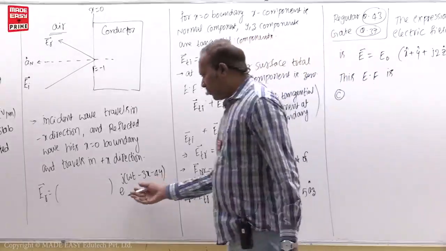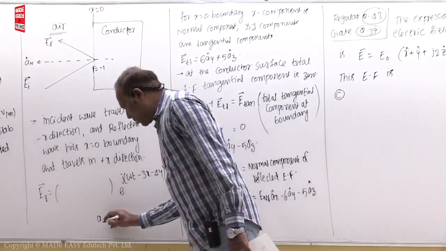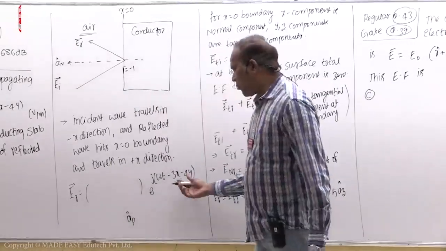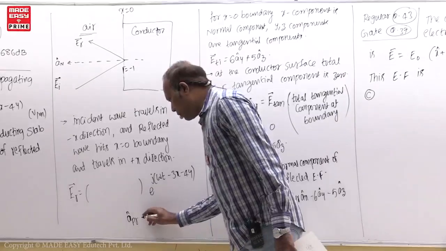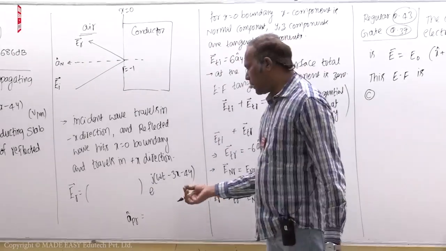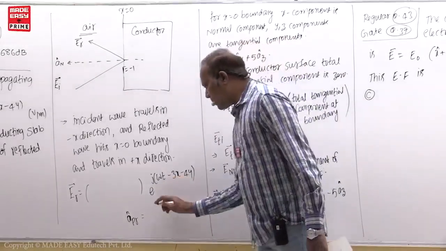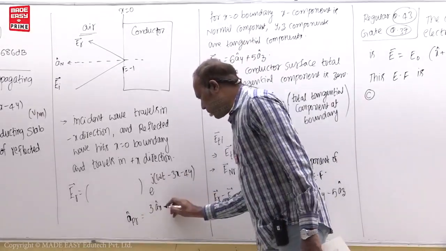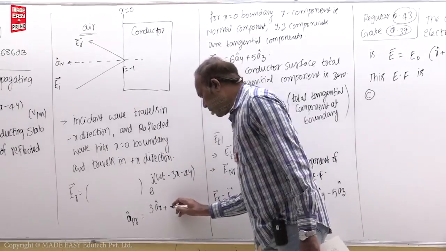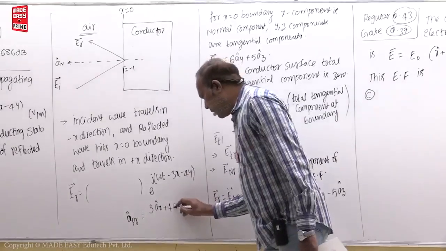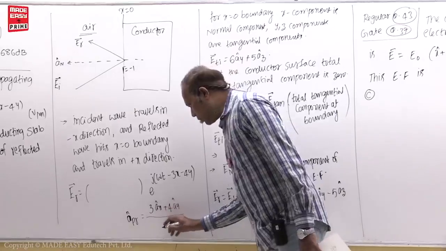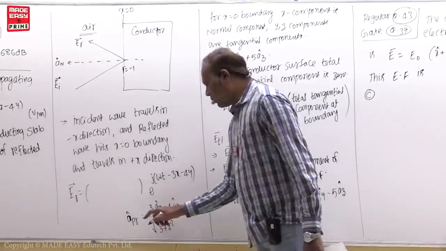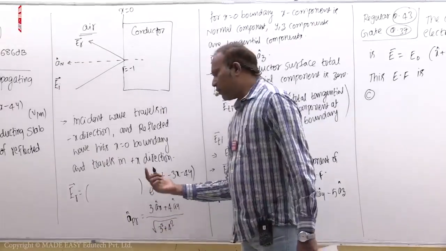Now from this, what is the unit vector in the power flow direction for the reflected wave? I told you how to write that. Here minus is there, which means you have to write plus 3 in place of X, AX cap. Here minus is there, so you write plus in place of 4, as it is, in place of Y, AY. Then divided by root of 3 square plus 4 square. This gives the power flow direction of the reflected wave.